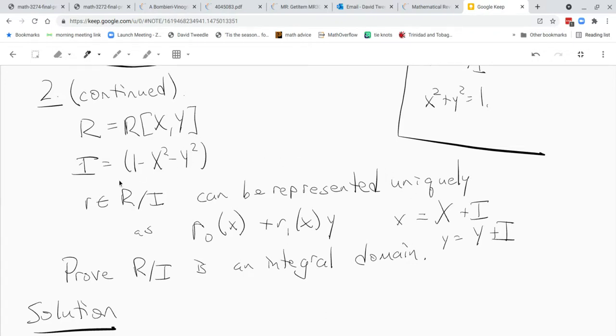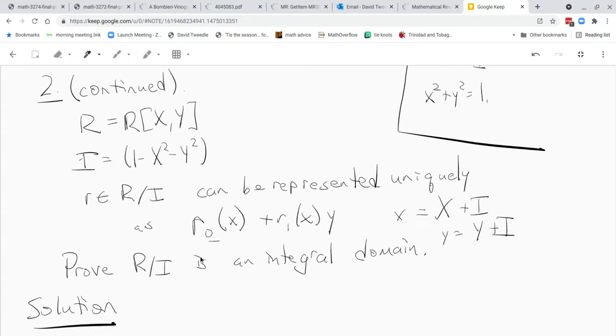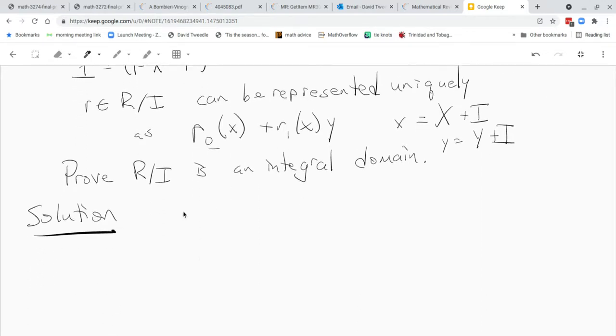I didn't really want to just tell you to assume this, because it's not too difficult to figure out that elements of R mod I can be represented uniquely like this. But I think if you were writing this solution, it would be safe to say we're going to assume that elements of R mod I can be represented uniquely in this form, and then go from there. So we need to show R mod I is an integral domain.